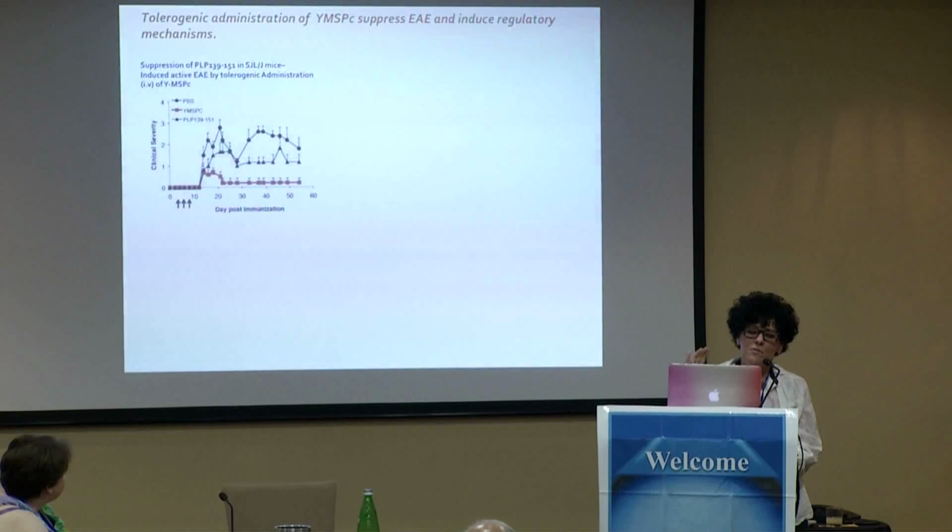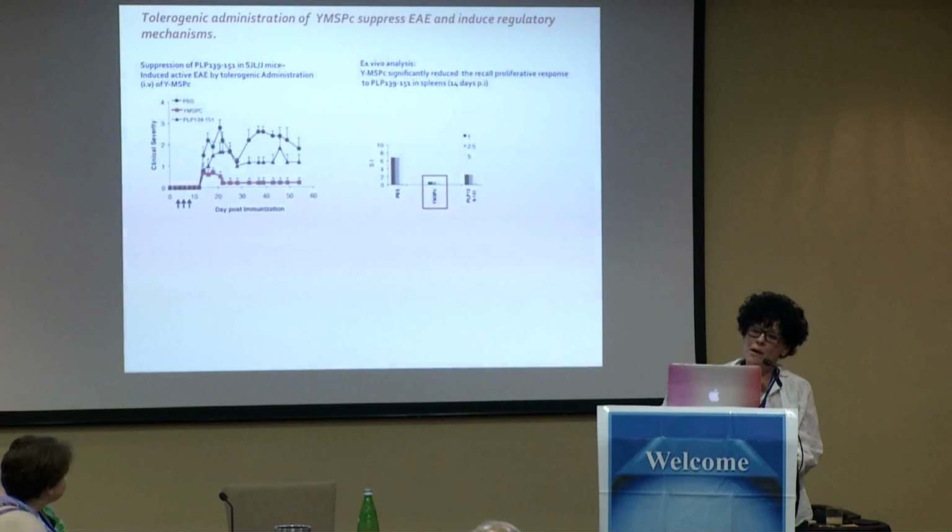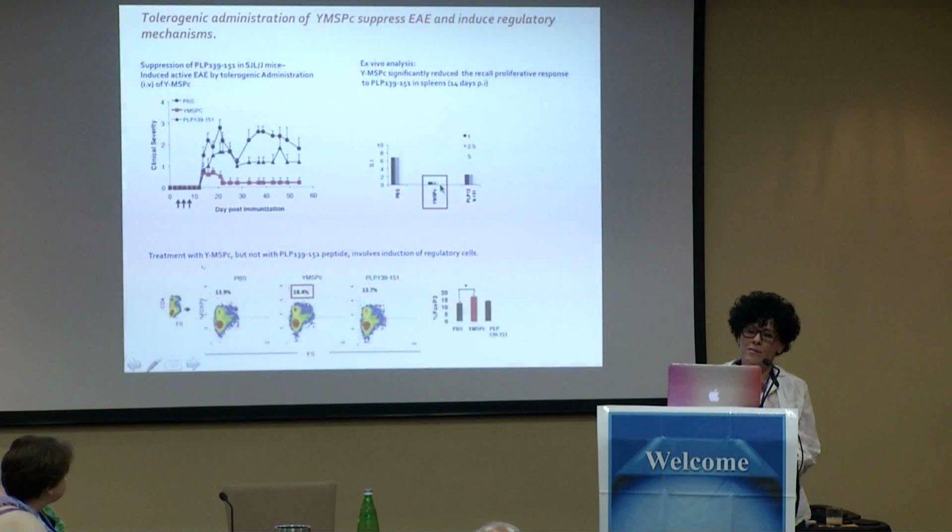So for this, first we injected SJL mice with PLP for EAE induction and treated them with PBS, YMSPC, or with PLP peptide. And as you can see here, while PBS-treated mice developed severe clinical manifestation, administration of YMSPC resulted in almost complete suppression of disease development that was also associated with downregulation of the pathogenic T cells and with upregulation of CD4 FOXP3 cells.